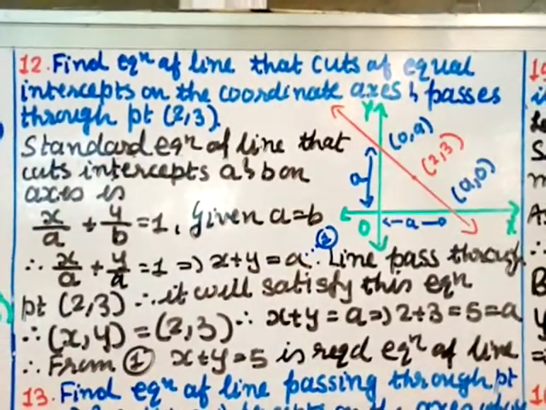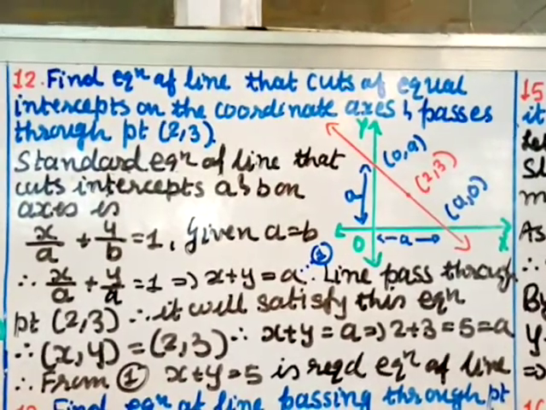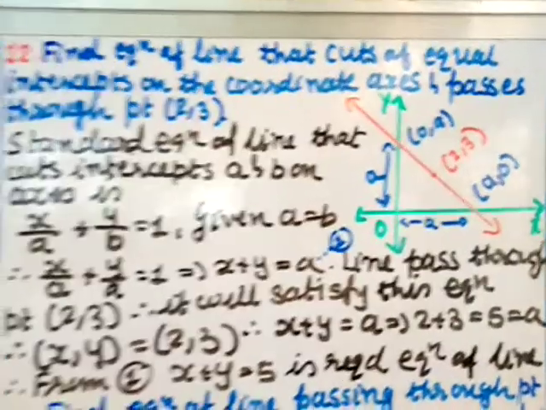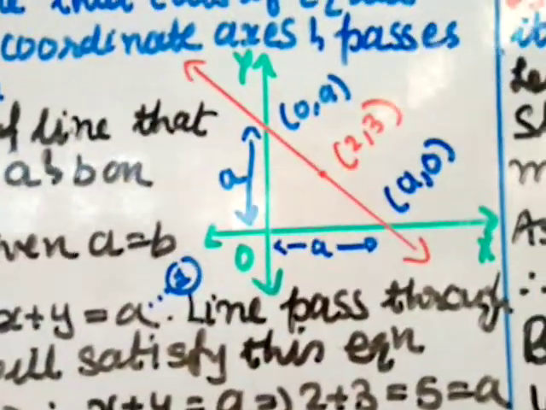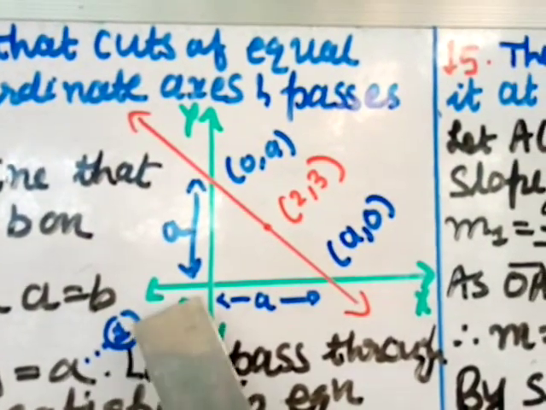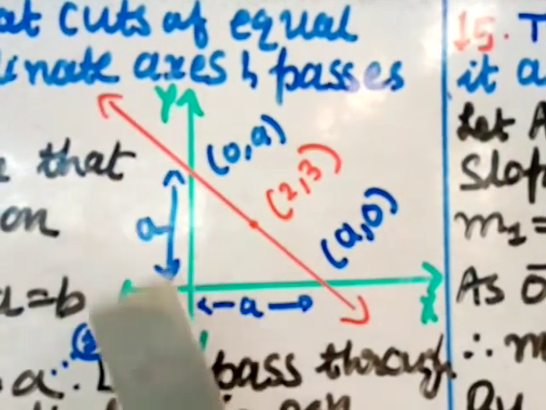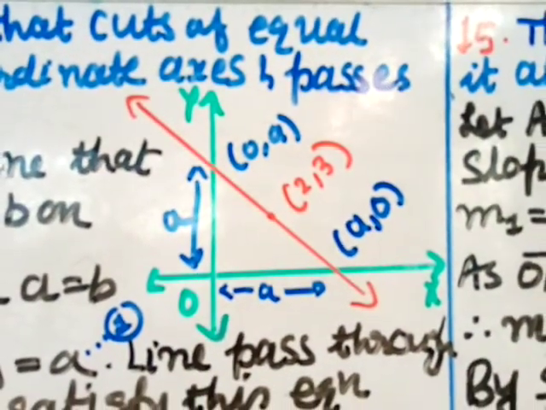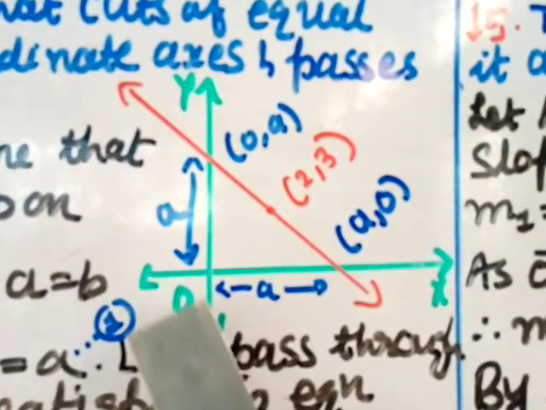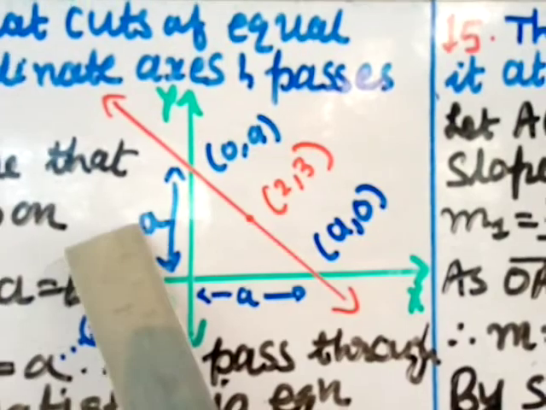Question number 12. Find the equation of the line that cuts equal intercepts on the coordinate axes and passes through the point (2, 3). So this is a line which is cutting equal intercepts on the x and y axes. From the origin to here, this distance is the x intercept, and from the origin to here on the y axis it is called the y intercept. Okay, now they are equal intercepts. According to the definition, this should be A and this should be B. But here the intercepts are equal, so I am taking both as A.